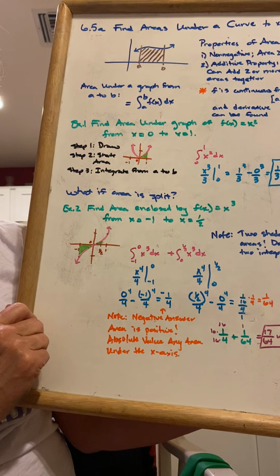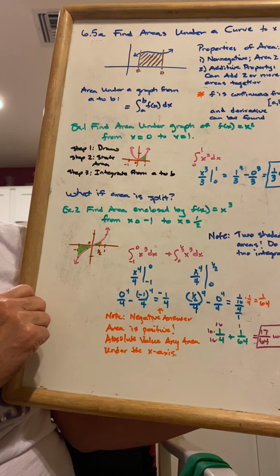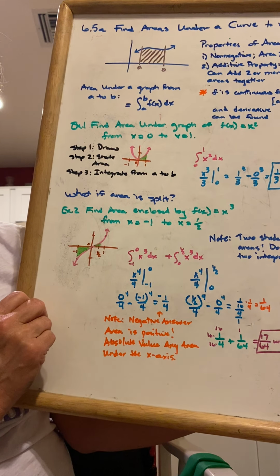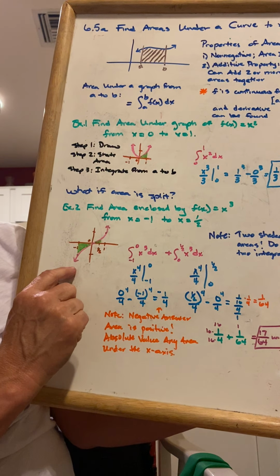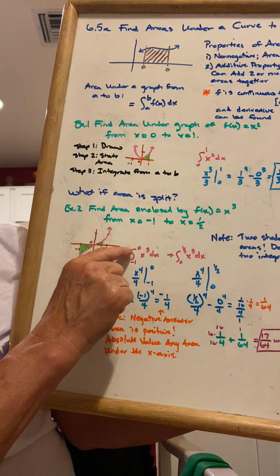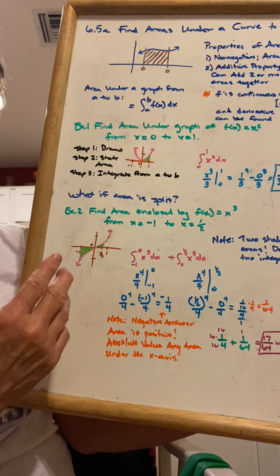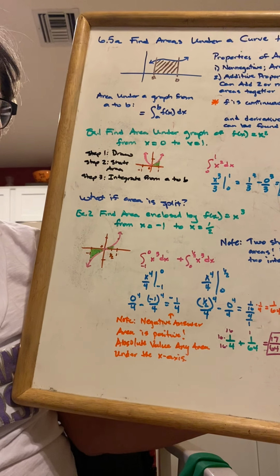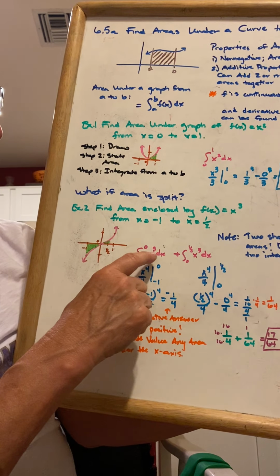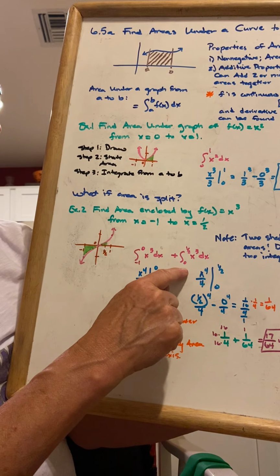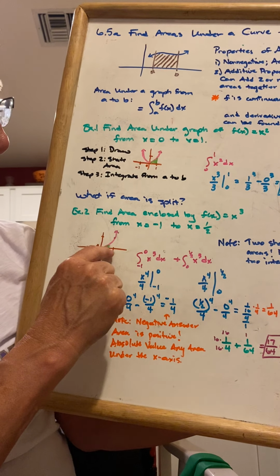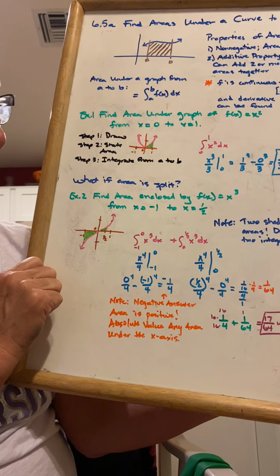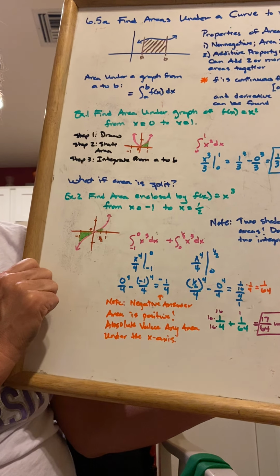So that means I have two areas. Remember at the very beginning, you can add two areas together? This is what it was talking about. So I'm going to find the area between negative 1 and 0, because whenever it crosses the x-axis, you have to change that to another critical point, one of your a's and b's, of x cubed, and I'm going to add it to the integral from 0 to 1/2 of x cubed. So I have two integrals that I'm going to do.